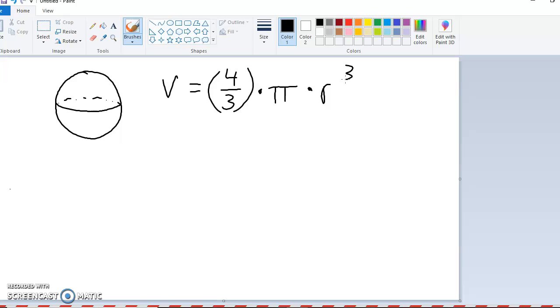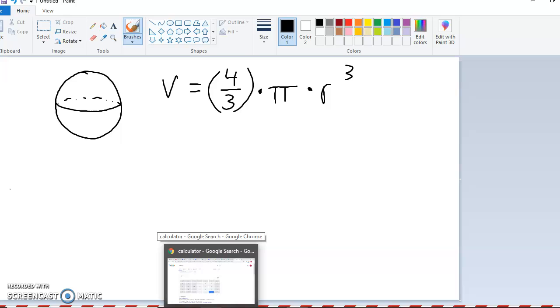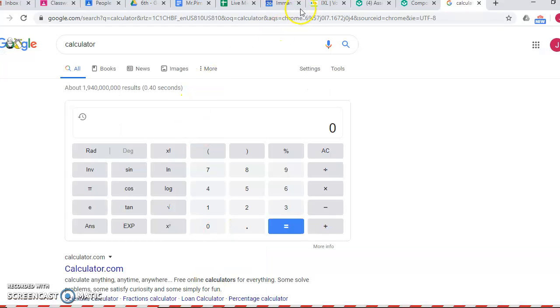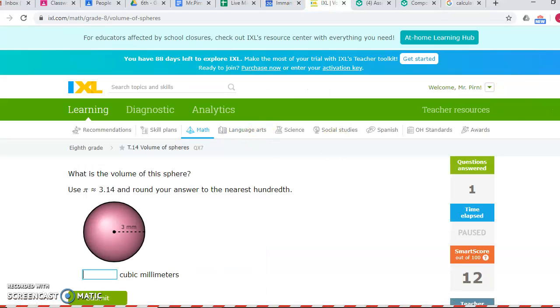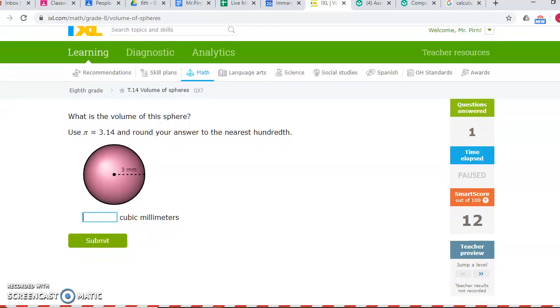Your homework, you're going to be finding the volume of a sphere on IXL. That's a learning website. So we're going to do an example there using this formula. Okay? So let's go over to IXL. This is going to be math challenge number 2, that'll be released on Sunday night, March 22nd at 10 p.m.